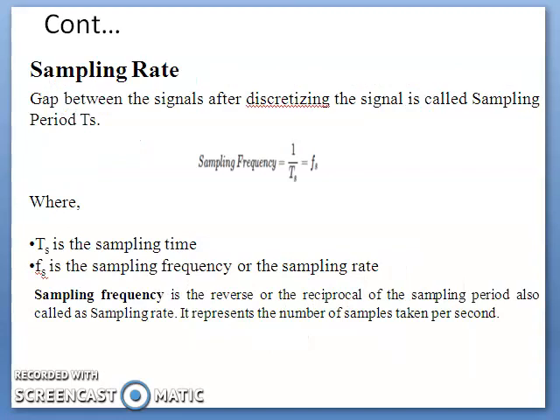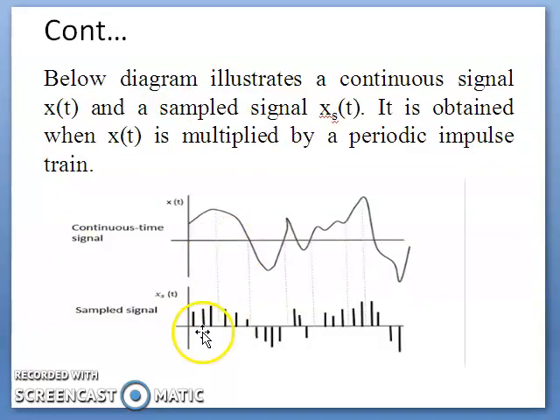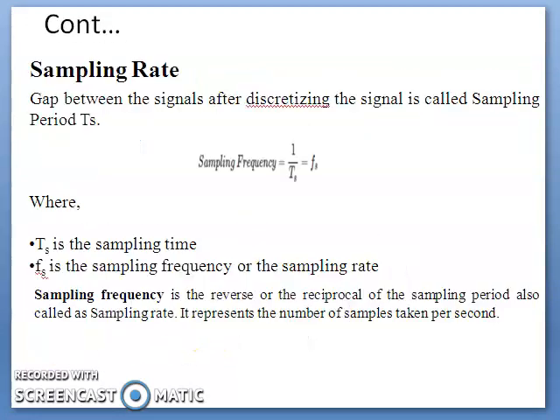Now what is sampling rate? The gap between the samples after discretizing the signal is called the sampling period. This gap between these two samples is known as the sampling period. Sampling frequency is 1 by Ts, where Ts is the sampling time and Fs is the sampling frequency or sampling rate. Sampling frequency is the reciprocal of the sampling period, also called the sampling rate. It represents the number of samples taken per second.